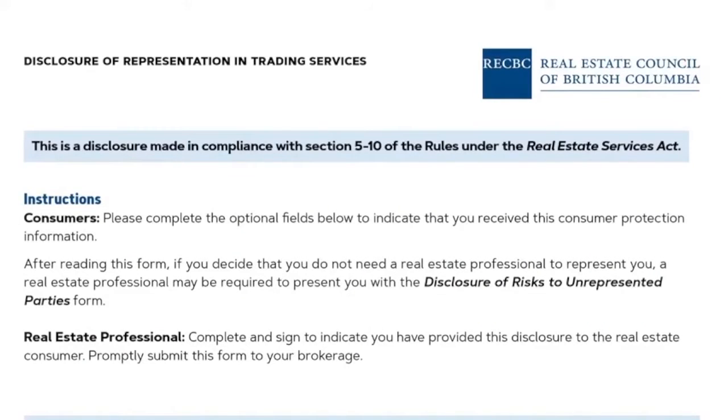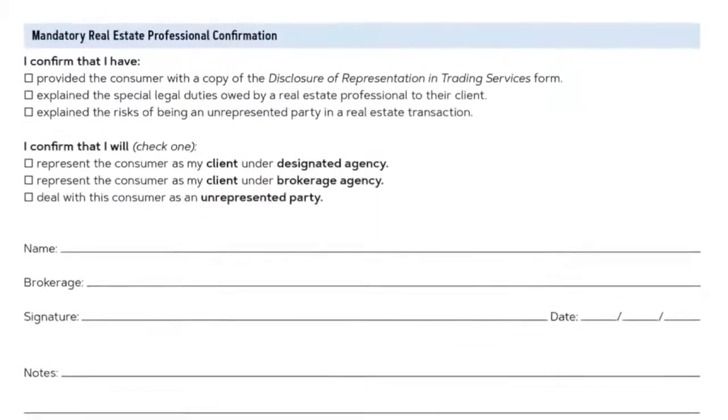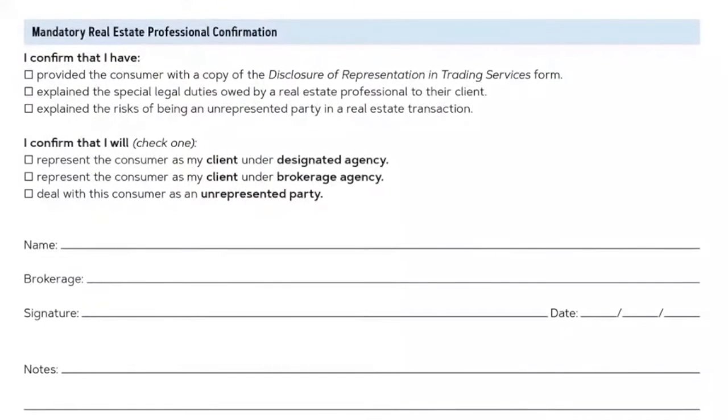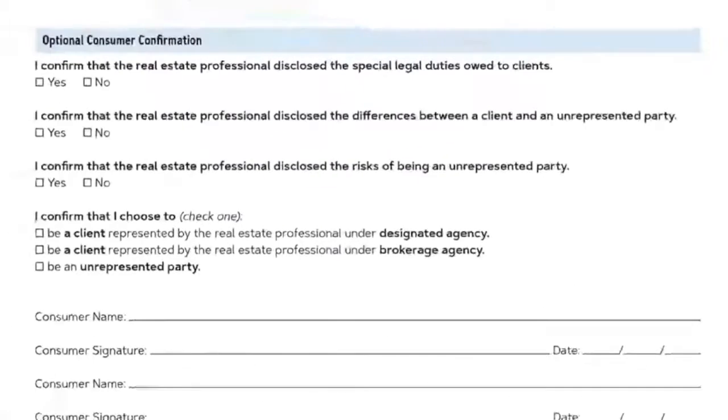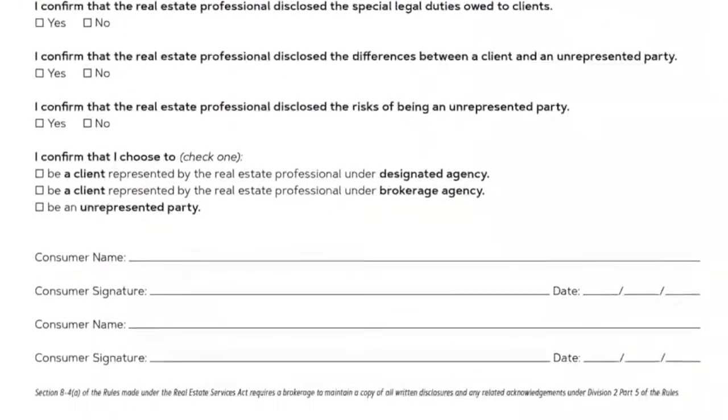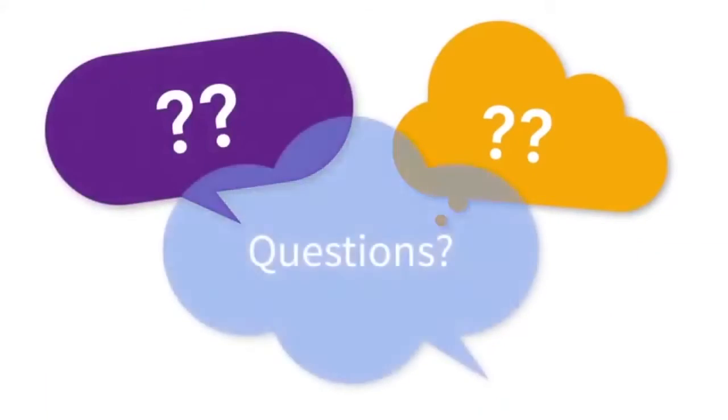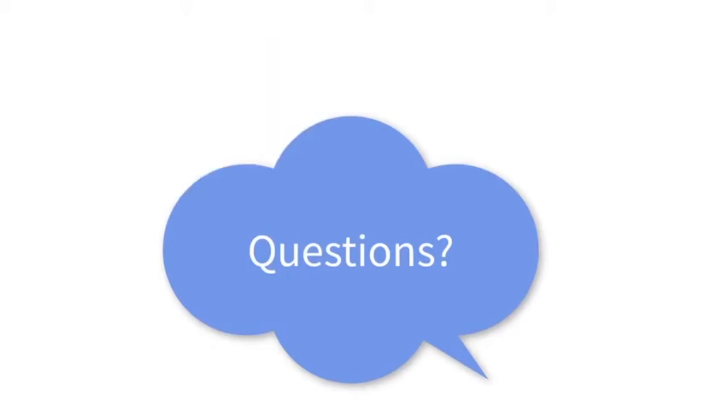The purpose of the last 2 pages of the Disclosure of Representation in Trading Services form is to document that the disclosure has been made to you, the consumer, and it includes a mandatory checklist and name signature field that the licensee will complete. It also includes an optional checklist and name signature field that may be completed by the consumer. In order to make an informed decision on representation, please ask your realtor any questions you may have. Once they've answered your questions, you can best determine how you'd like to complete the form.